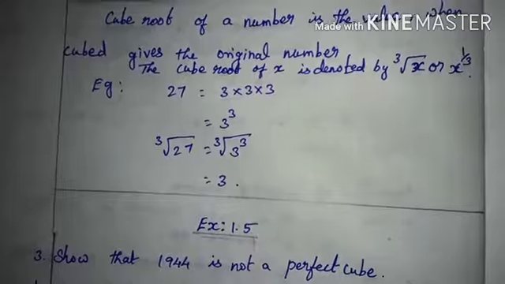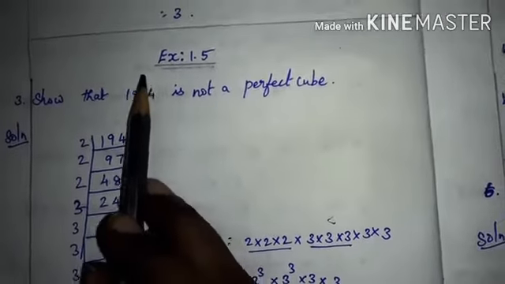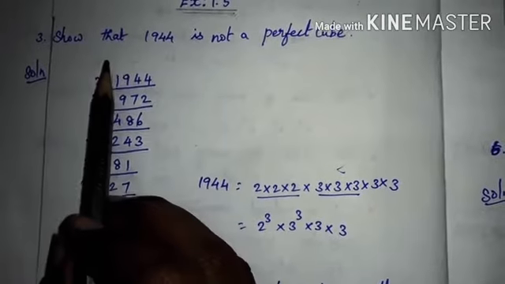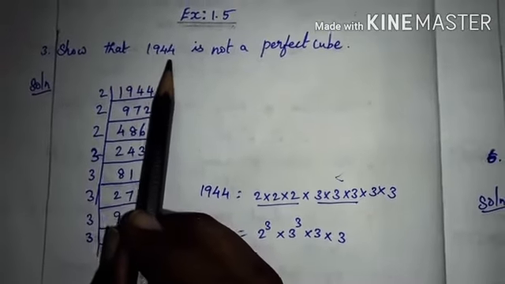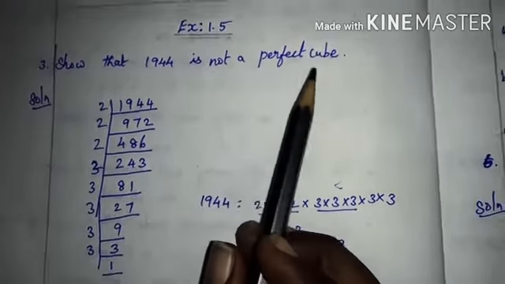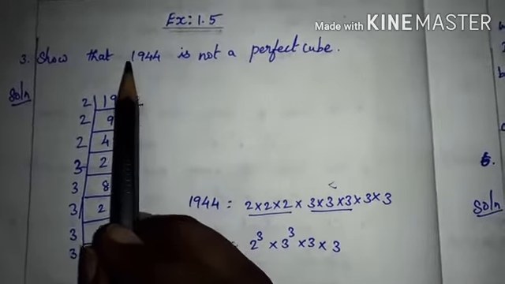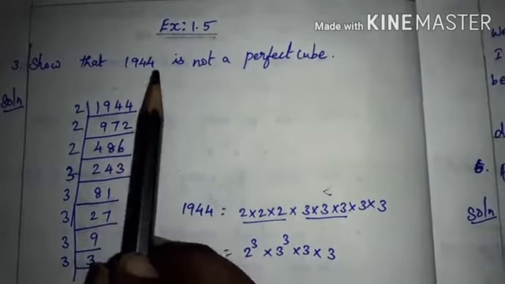In the same way, you have to solve the given sums from exercise 1.5. Third sum: show that 1944 is not a perfect cube. Here you have to show that the given number, 1944, is not a perfect cube.